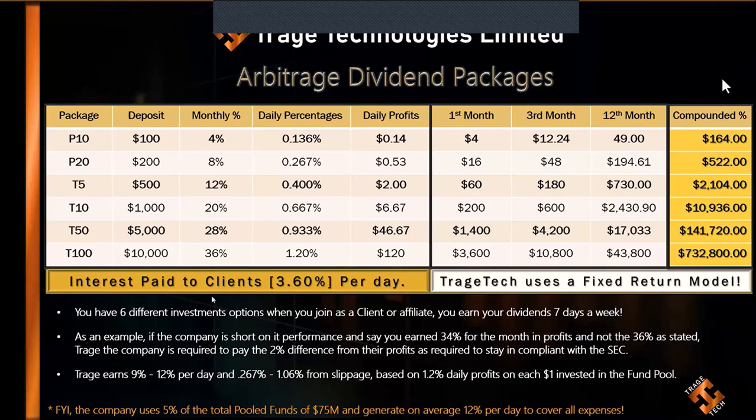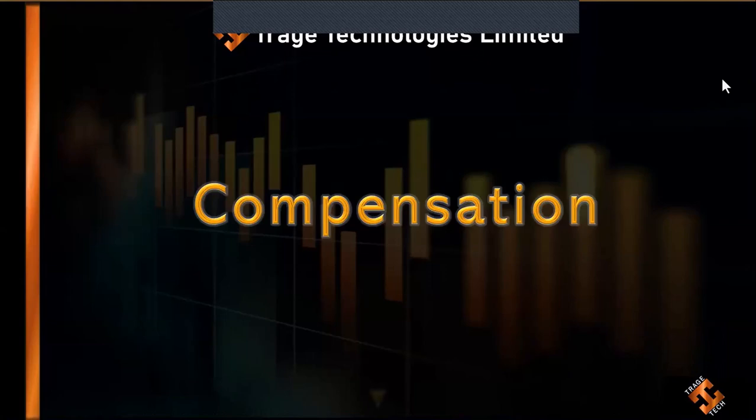Oh, one last thing here. FYI, the company uses only 5% of the total pool funds. For example, the 75 million, right? 5%, which is 12 million, to generate an average of 12% per day to cover all expenses. They're able to cover your payout plus bonuses and run the company. Okay, so that's how they do it. So it's nice to know and refreshing that they're never putting all of your money at risk. Only 5%. That's how you trade. That's how you make money. That's called funds management.